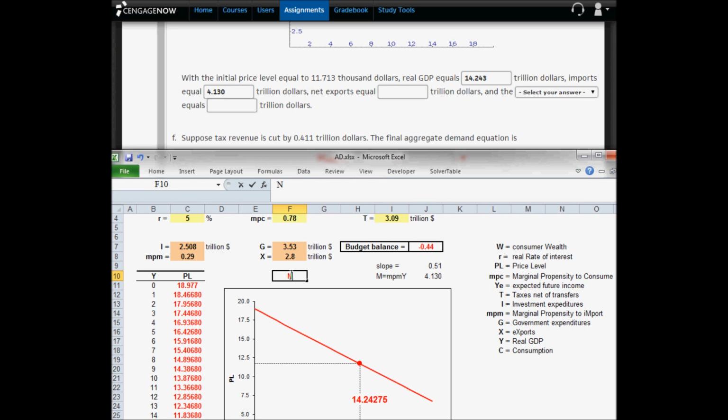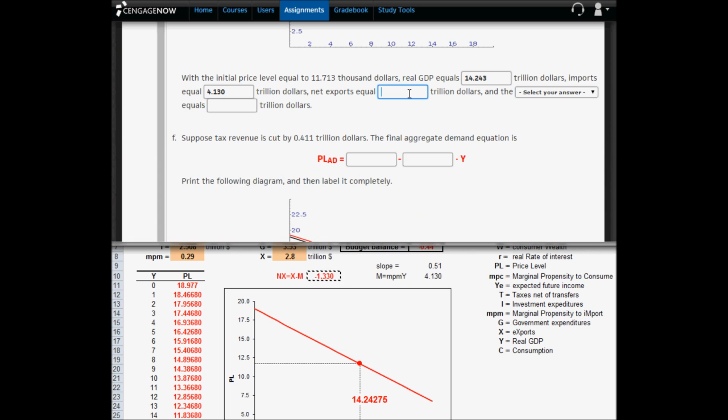Net exports, if you recall, is exports minus imports. So if exports total $2.8 trillion and imports total $4.130 trillion, then net exports is negative 1.330. Now, since that's a negative, there's a trade deficit, and that trade deficit is $1.330, and you don't need the negative sign.